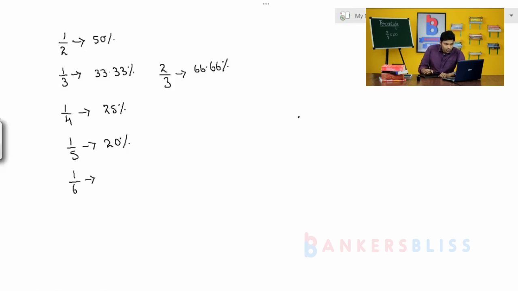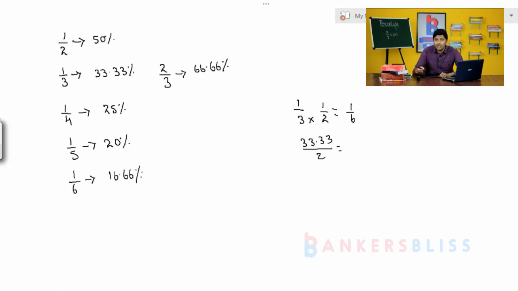See here, 3 into 2 is equal to 6, but I should get 1 by 6. So 1 by 6 means 1 by 3 into 1 by 2. So 1 by 3 means 33.33. So half of 33.33, that is the value of 1 by 6, that is 16.66 percentage.